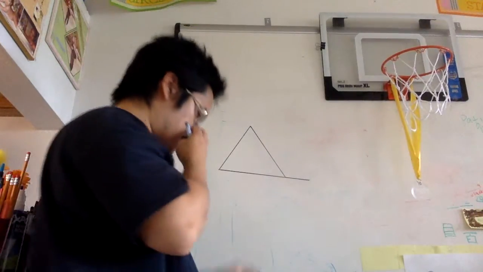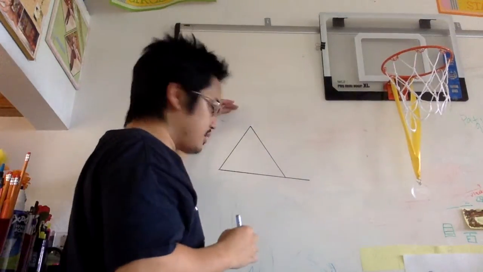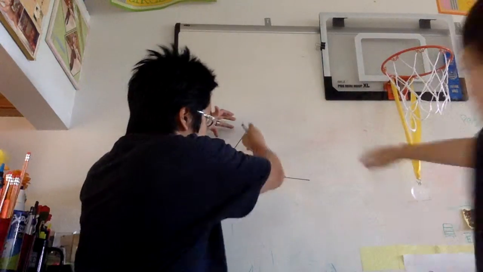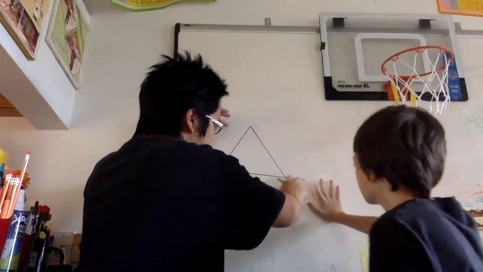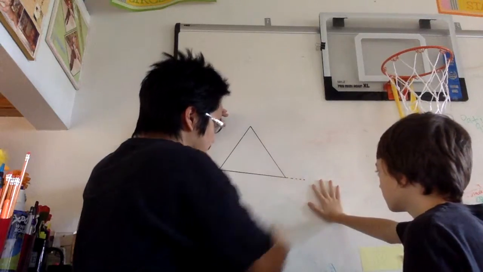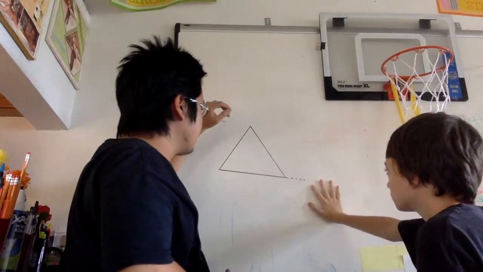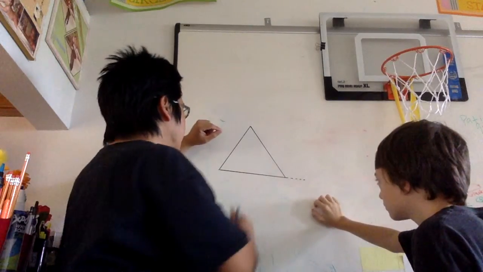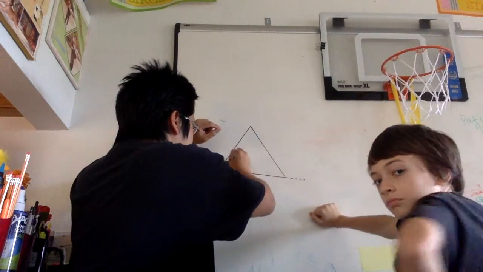This is still a triangle. Do you see the quick triangle? Yes. Right here. Wait, don't erase it. Alright. I know that this angle is A.